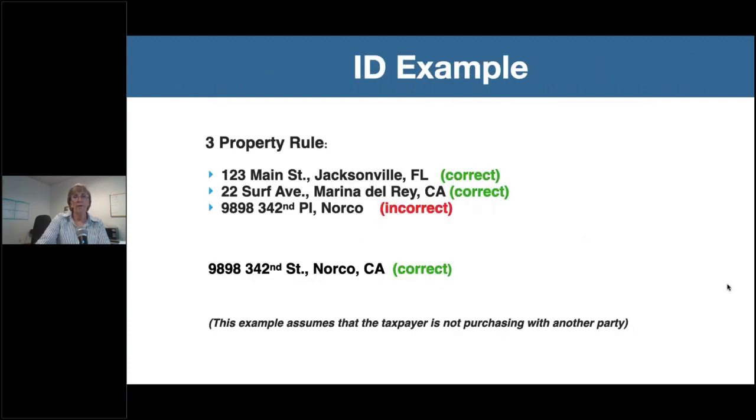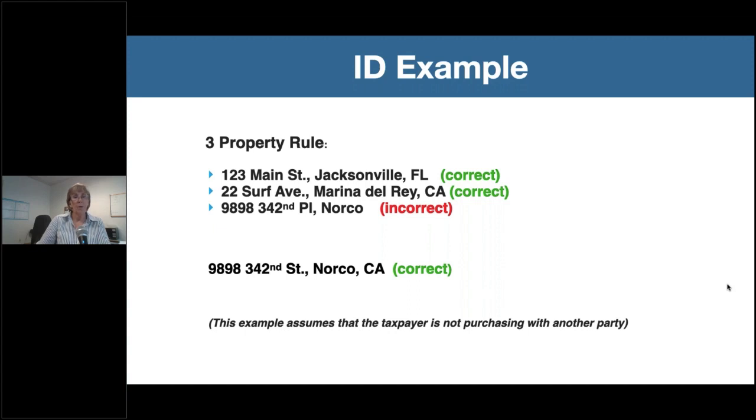So when we talk about identifying, let's talk about the 3 property rule. When you're filling out the form, you're going to put in the name, the address, the city, and the state. So here's an illustration. I've got 3 properties here, 123 Main Street, Jacksonville, Florida. Correct. I've got address, city, state. The next one I've got address, city, state. The third one I have the address and the city, but I don't have the state. So that's incorrect. I have to make sure that I put the state in there, because am I talking about Norco, California, or am I talking about Norco, Louisiana? So address, city, state. If it's not done properly, it's not identified properly.